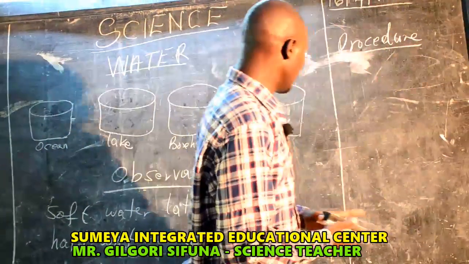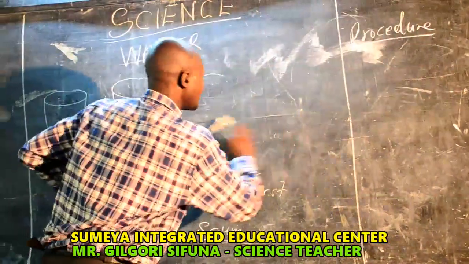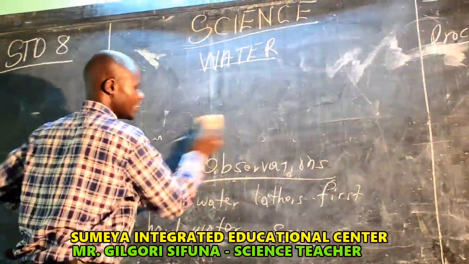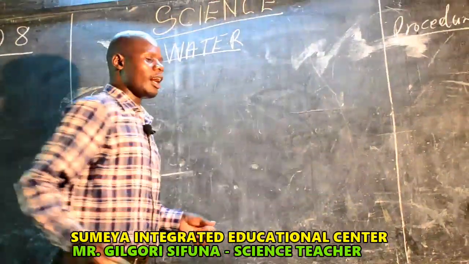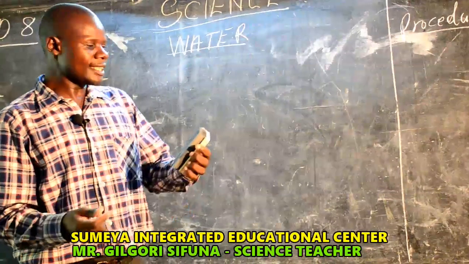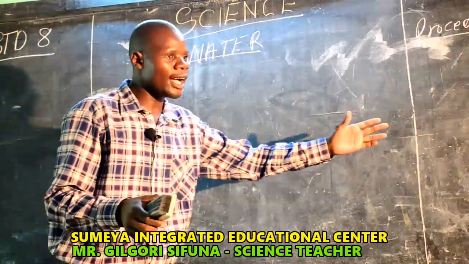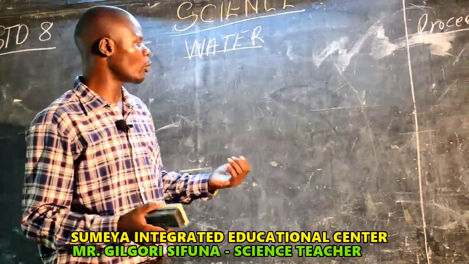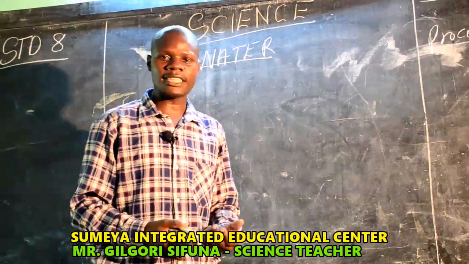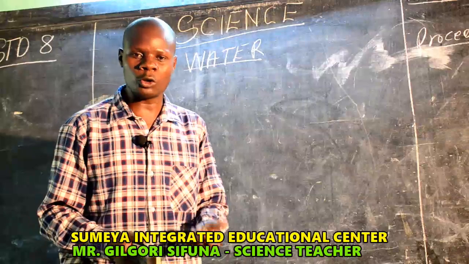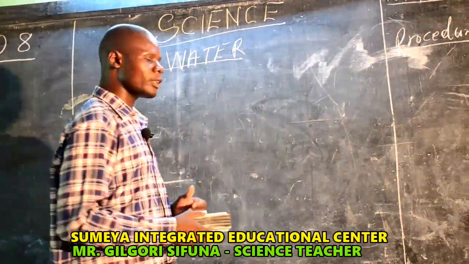Now, advantages of hard water. Let us talk about advantages of hard water. These are two different types of water. So we have the advantages of hard water and also the disadvantages. We have to know why it is hard. It is hard because it has a lot of dissolved salt, and this salt is magnesium and calcium.